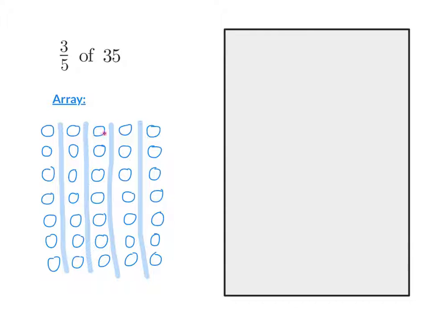You'll notice I did 1, 2, 3, 4, 5, and then I went back to the next row, and I did that for every row. How come I did that?